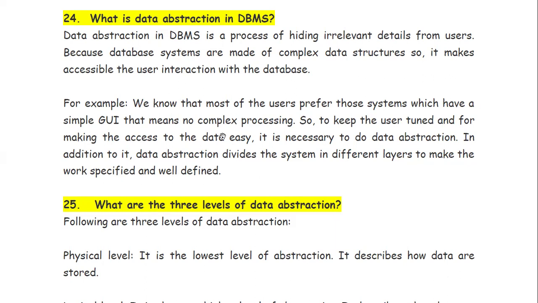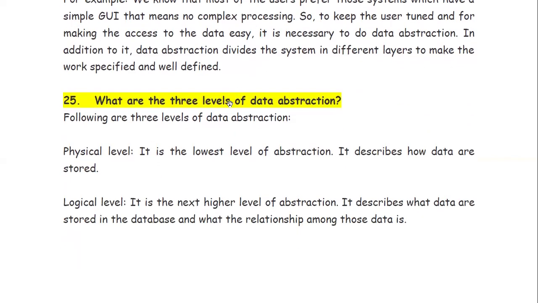In addition to it, data abstraction divides the system into different layers to make the work specified and well-defined. You just remember data abstraction means hiding the irrelevant details. You can also say hiding the confidential details. The outside world will know what is happening, but how it is happening is hidden with the help of data abstraction. Now, there are three levels of data abstraction.